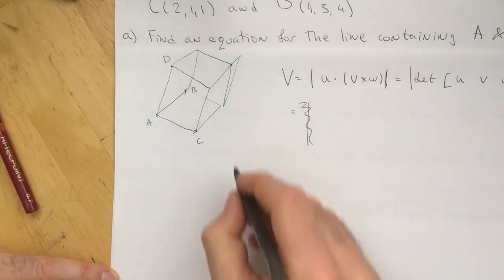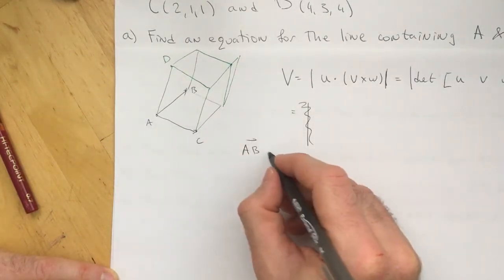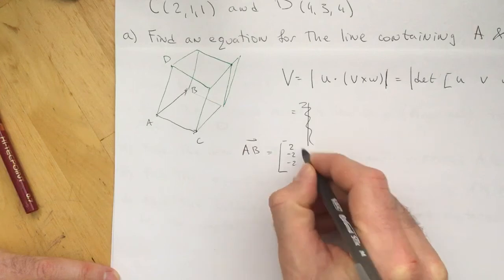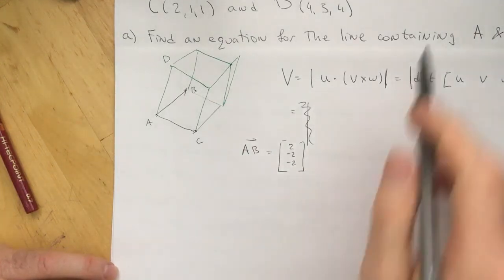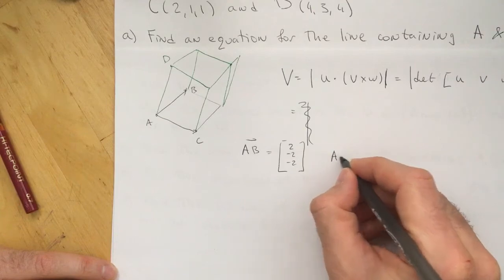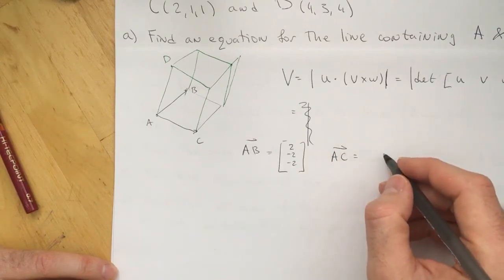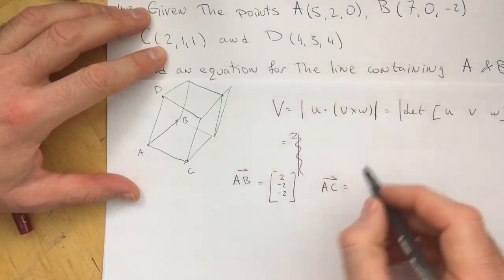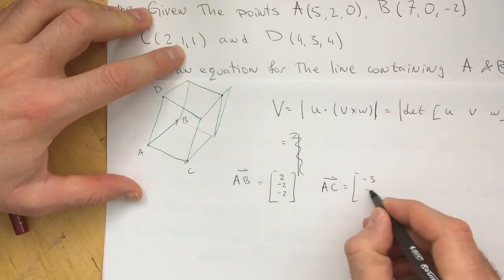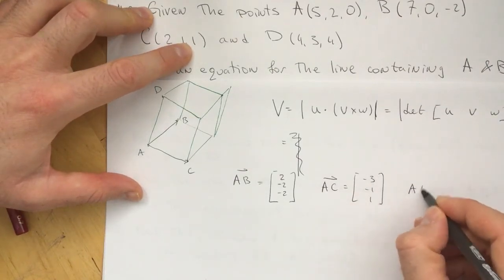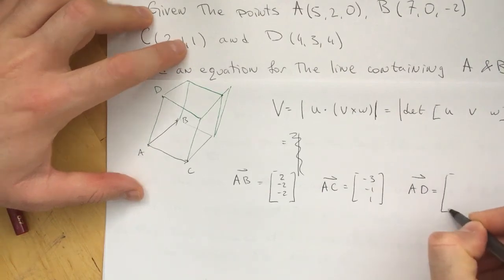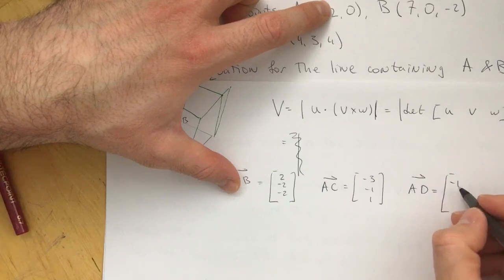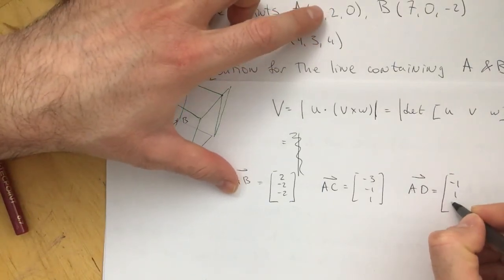Okay, so we have the vectors AB, which is 2, negative 2, negative 2. AC, which is the vector negative 3, negative 1, 1, and the vector AD, which is negative 1, 1, 4.